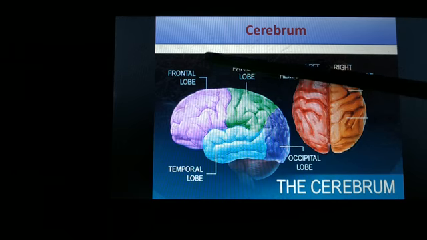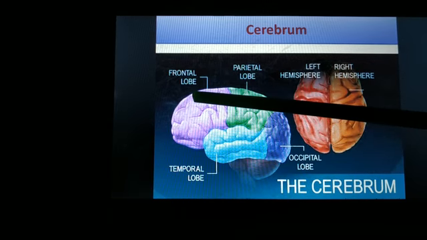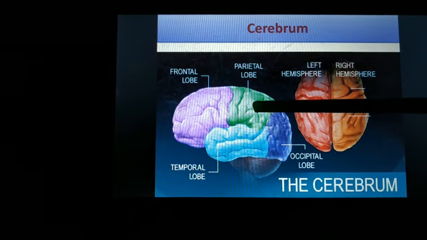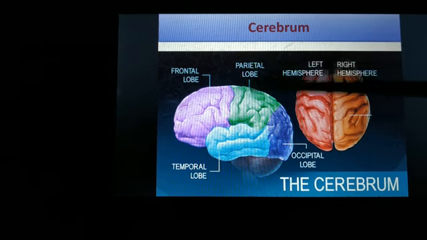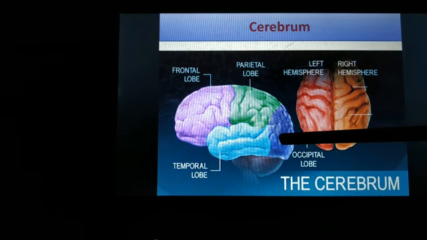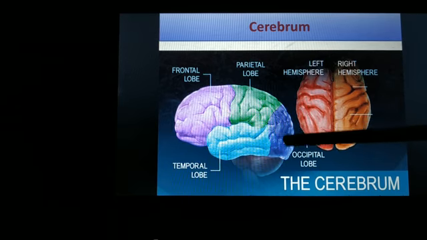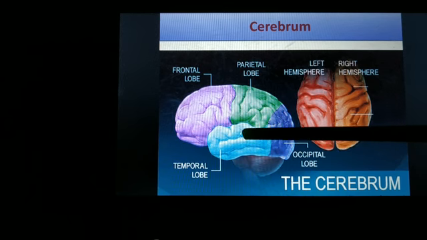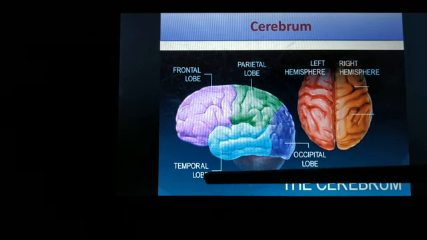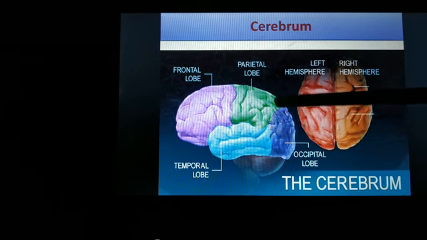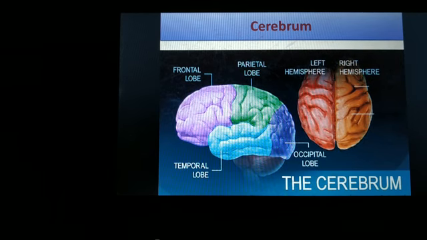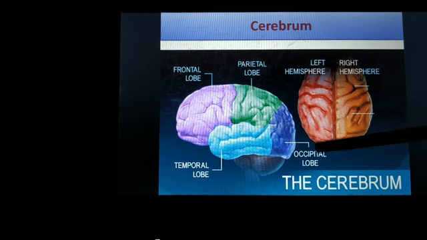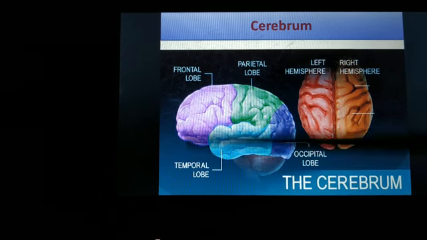The four different lobes are frontal lobe, this one is frontal lobe, parietal lobe, this one is parietal lobe, occipital lobe, this one is occipital lobe, and temporal lobe. This region is the temporal lobe. So the cerebrum is divided into four different lobes: frontal lobe, parietal lobe, occipital lobe and temporal lobe.